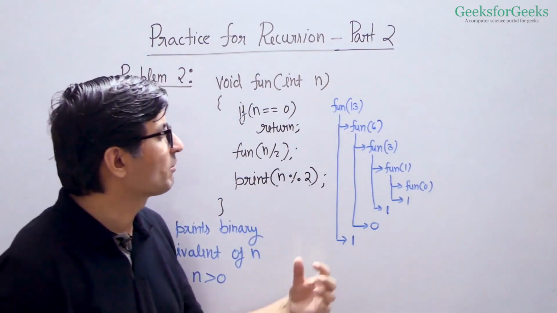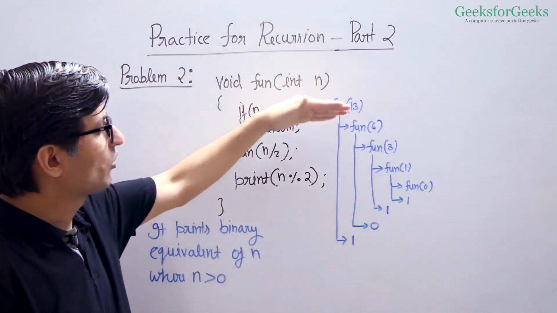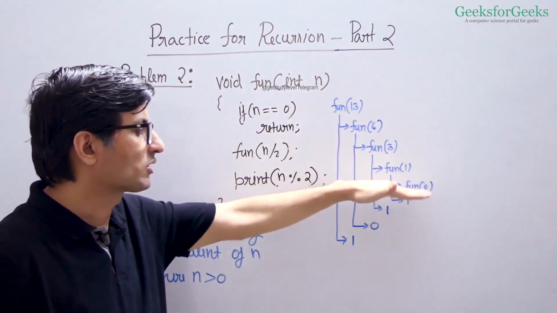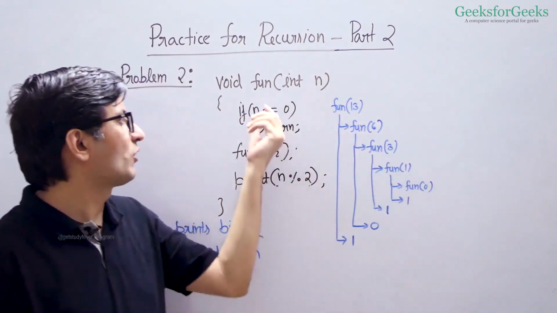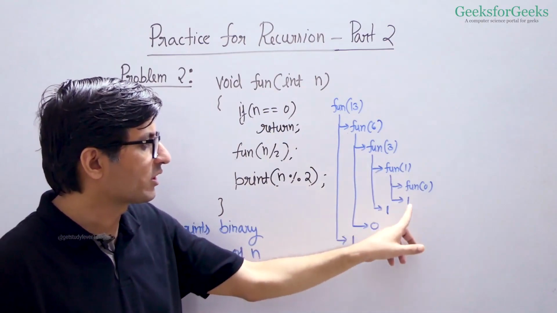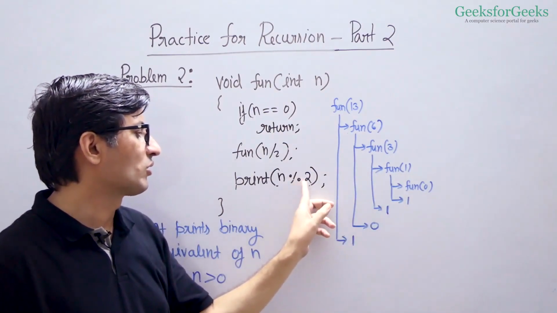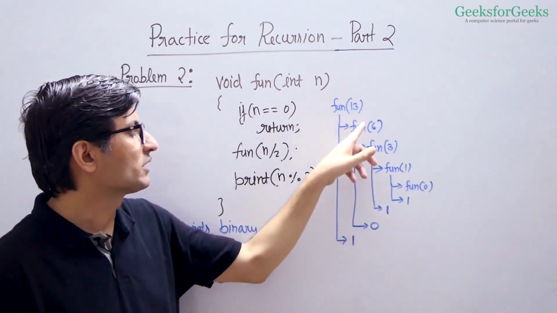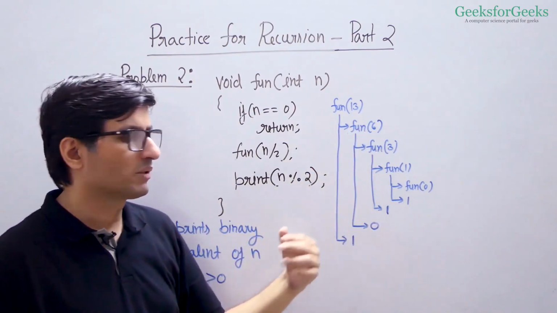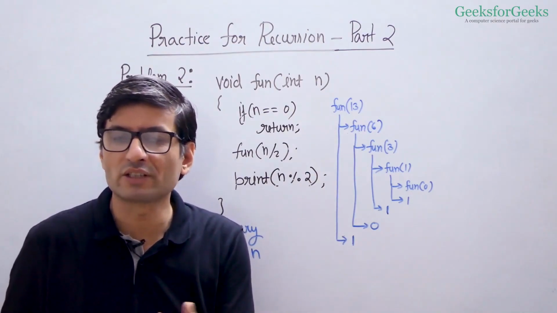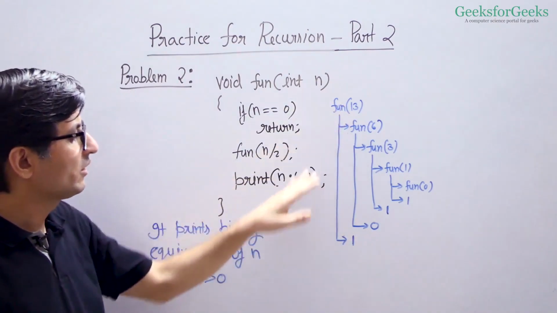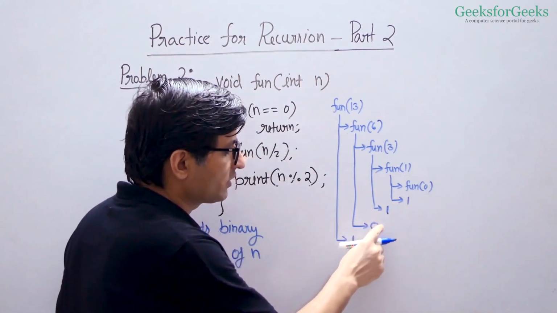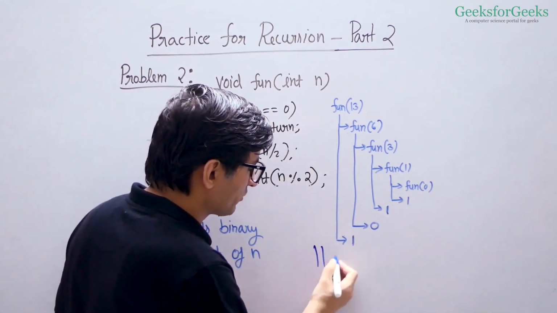Let's see one more example for n equal to 13. When you call for 13, it calls for 6, then it calls for 3, calls for 1, and then calls for 0. So when you call for 0, you fall into the base case. Then fun 1 gets the control, it prints 1 modulo 2, 1, right? Then fun 3 gets the control, it also prints 1. Fun 6 gets the control, it prints 0, because 6, when you divide by 2, the remainder is 0. For 13, the remainder is 1, and you get the output as 1101. So this is what is printed on your screen.